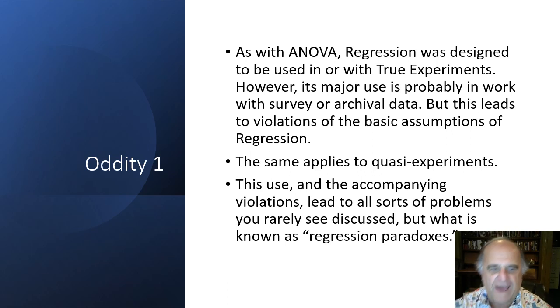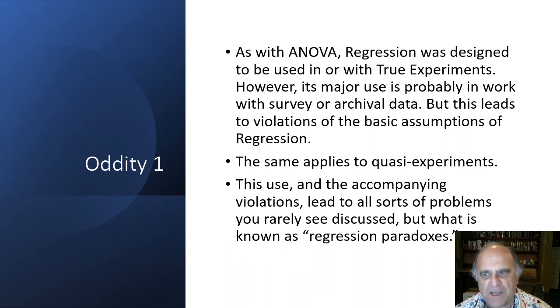All right, oddity number 1. This class is about regression, but as with analysis of variance, regression was really designed to be used in what we might call true experiments. However, its major use in psychology is probably not in true experiments, but rather in survey or work with archival data. But of course, this leads to violations of the basic assumptions of regressions.